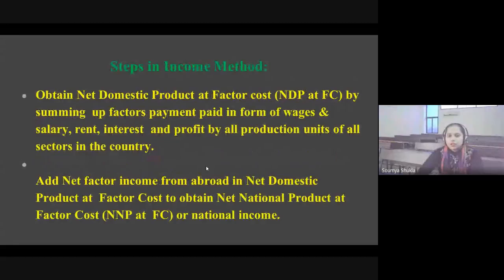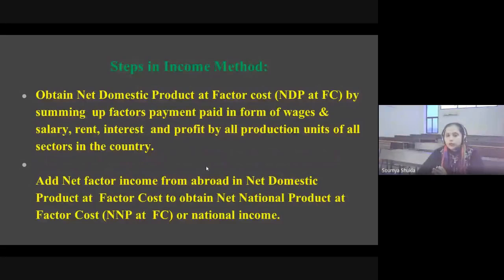It also has some steps. The first one is to obtain net domestic product at factor cost by summing up factor payments paid in the form of wages, salary, rent, interest, and profit by all production units of all sectors of the economy in the country.